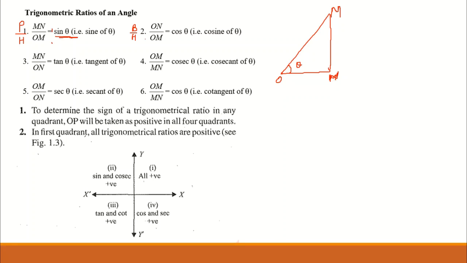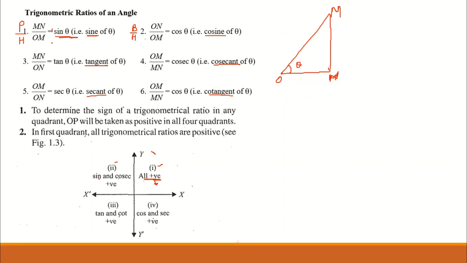The full names are sine, tangent, secant, cotangent, cosecant, and cosine. We also studied in the previous lecture that an xy coordinate plane is divided into 4 quadrants, that is first, second, third and fourth quadrant. All the functions, if we take, all the functions are positive in the first quadrant.